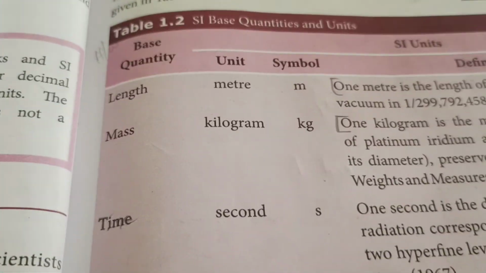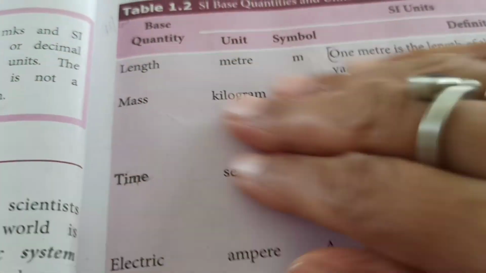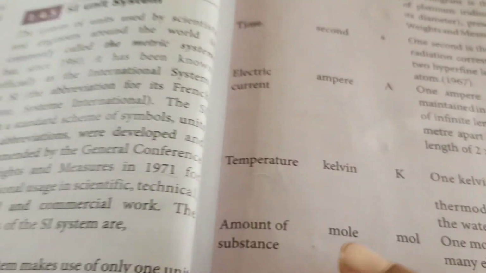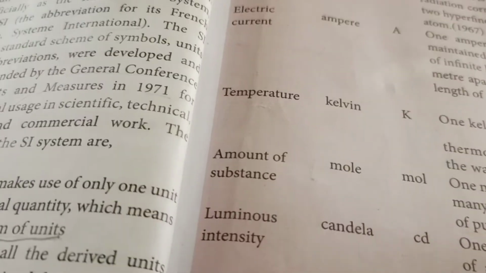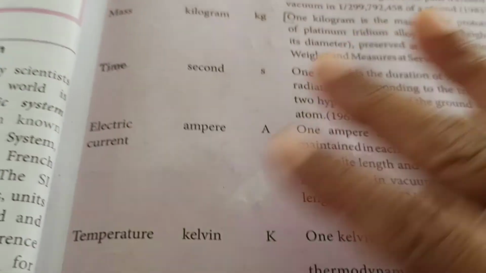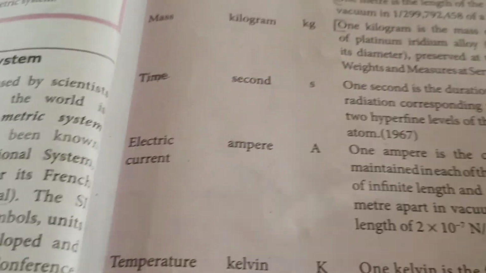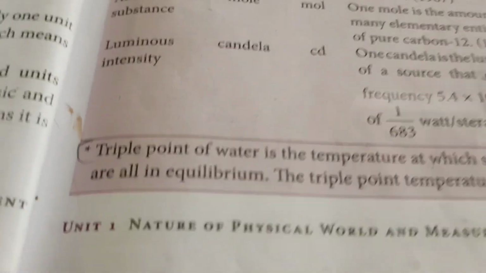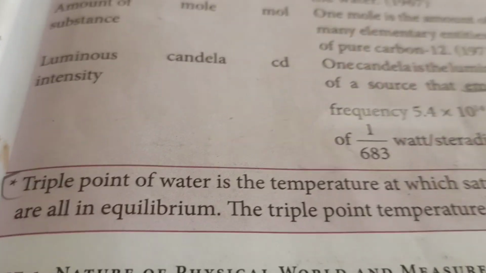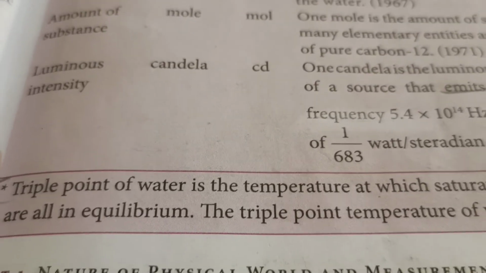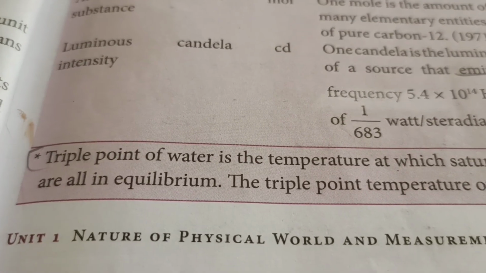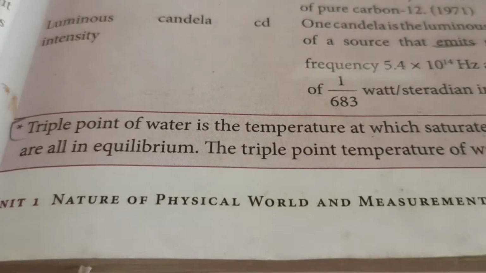Do you understand all this? Then the SI base quantities and units: length, mass, time, electric current, temperature, amount of substance, and luminous intensity. The definitions of these base quantities are here, along with their units and symbols. The triple point of water is the temperature at which saturated vapor, pure water and melting ice are all in equilibrium. The triple point temperature of water is 273.16 Kelvin.